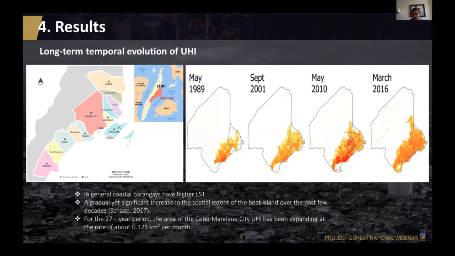Now, in 2010, in May, in summer, take note that the area is now encroached by UHI. And in these areas here in the coastal area, the intensity of the UHI effect is high and can be seen to be much higher compared to summer in 1989.